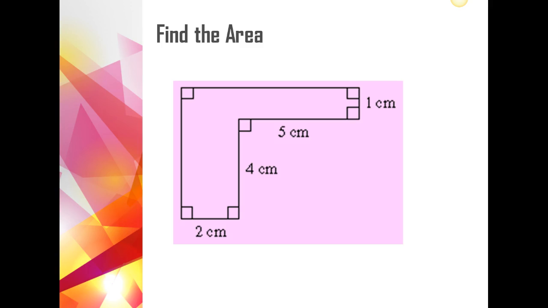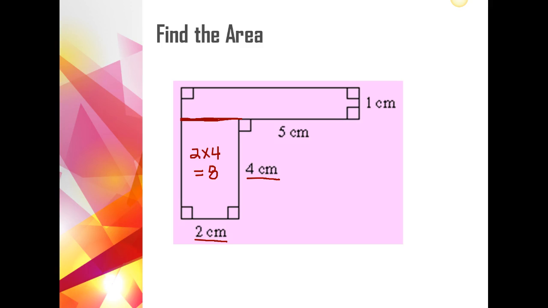We could divide the figure into two rectangles a second way by drawing a line here. Then we can calculate the area of the two rectangles and add them together. The area of this bottom rectangle has side lengths of 2 centimeters and 4 centimeters. To calculate its area, we'll multiply 2 times 4 to find that it equals 8 centimeters squared.